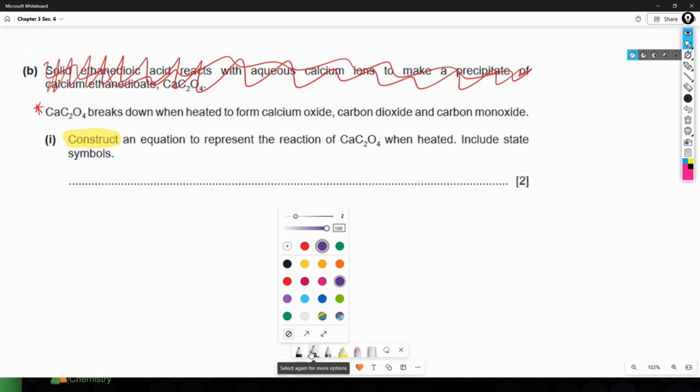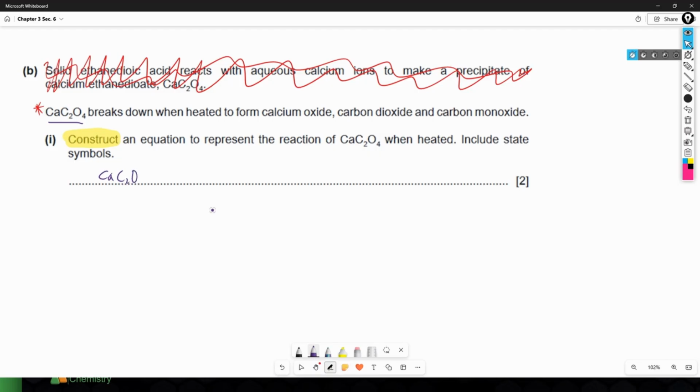CaC2O4 breaks down when heated, meaning this is a decomposition reaction. And if you learned anything about decomposition reactions last year, it's that they have only one reactant. So we know CaC2O4 is the only reactant, and that's going to break down when heated. Because it's heated, we'll put a little delta, that little triangle, on top of the arrow. And they actually tell you what the reaction is. You don't have to predict products here. They tell you it breaks down when heated to form calcium oxide, carbon dioxide, and carbon monoxide.